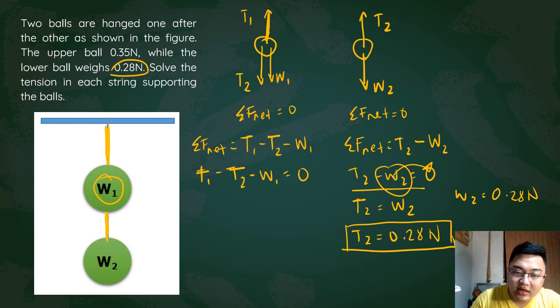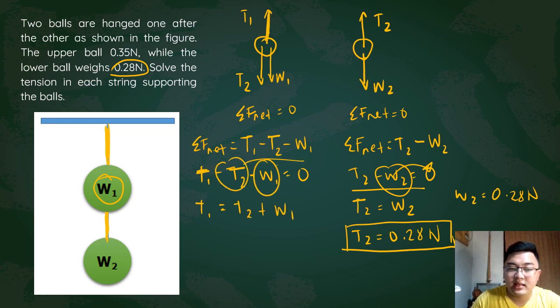Now in this equation, there are three variables. You have tension 1, tension 2, and weight 1. We don't know tension 1, but we know tension 2 and weight 1. Therefore, we can substitute all of the known variables here and only be left with one unknown variable. The equation will be T1 is equal to T2 plus weight 1, because you transpose this one, and they become positive.